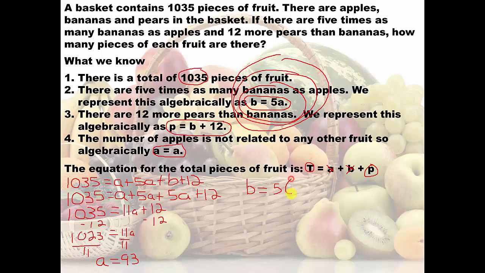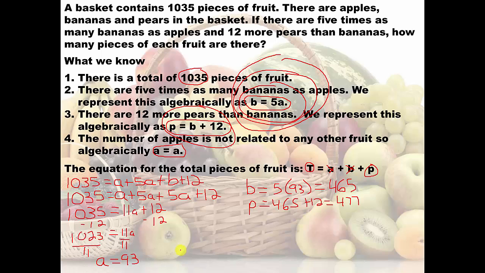So what's 5 times 93? That's going to be equal to, I did this just before, so that's why I know these. I'm not that good. I can't multiply that in my head. 465. P is equal to b plus 12. So it's going to be 465 plus 12, which is equal to 477.